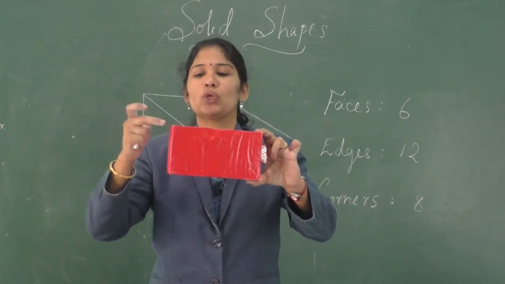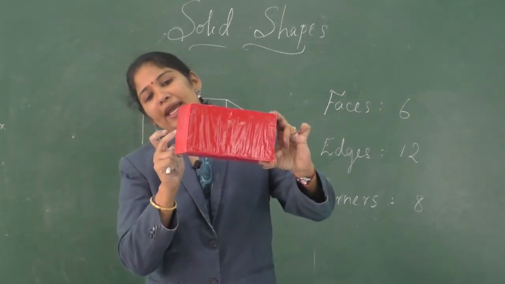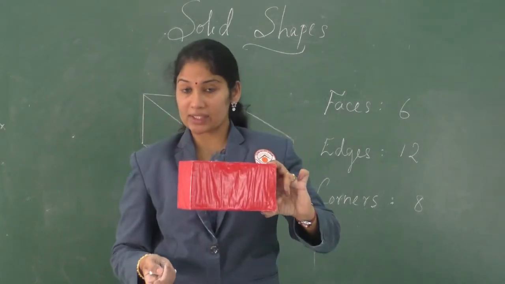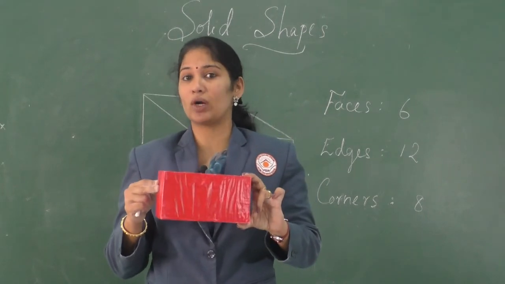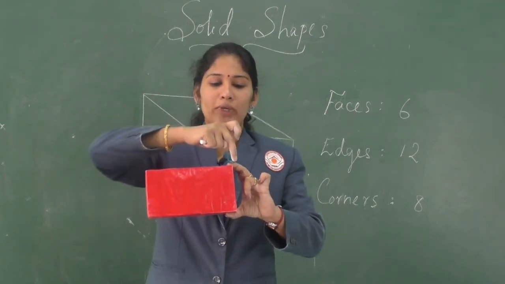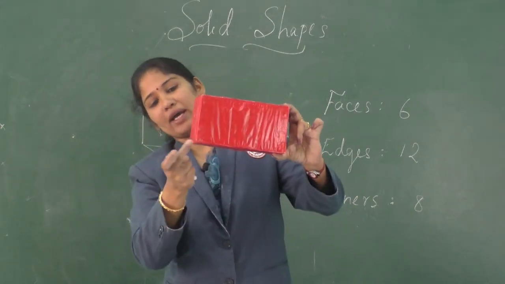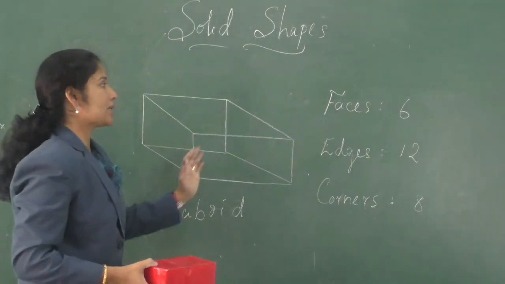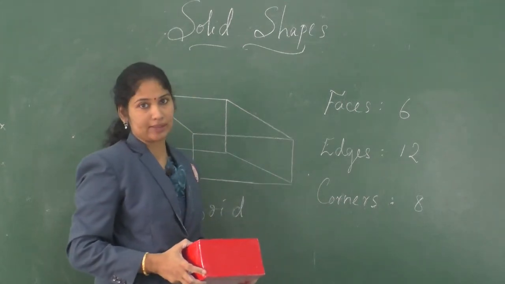And how many edges? 1, 2, 3, 4, 5, 6, 7, 8, 9, 10, 11, 12 edges. And how many corners are there? What is meant by corner? Two lines meet together is called a corner. So, how many corners? 1, 2, 3, 4, 5, 6, 7, 8 corners. So, cuboid has 6 faces and 12 edges and 8 corners.